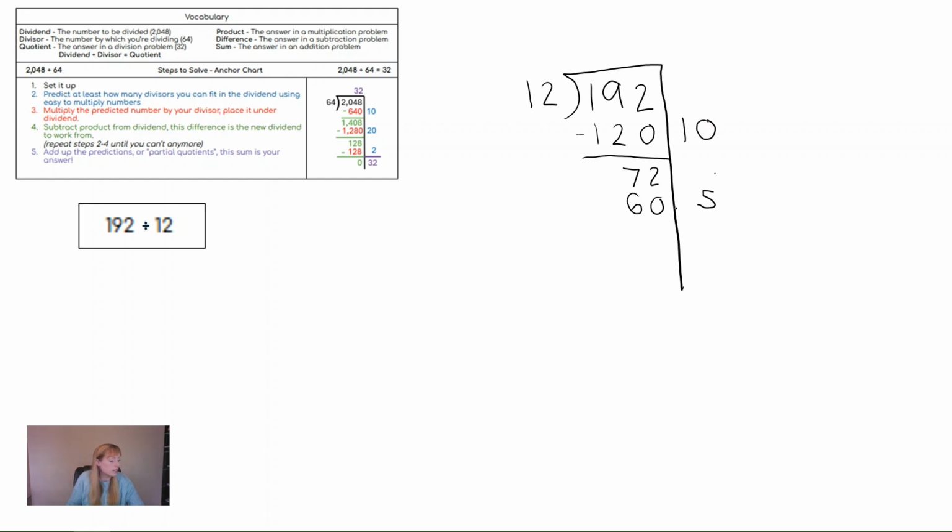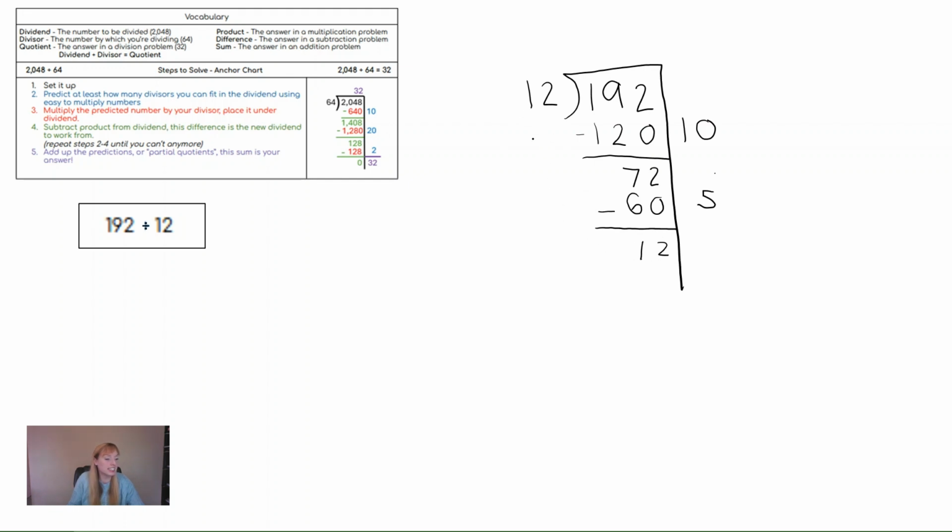Alrighty, now step 4, subtract that product from my dividend. 2 minus 0 is 2, and 7 minus 6 is 1, leaving me with exactly 12. So I can do those steps one more time. I have to stop repeating the steps when the number I have left is less than the divisor. So I can repeat the steps once more.